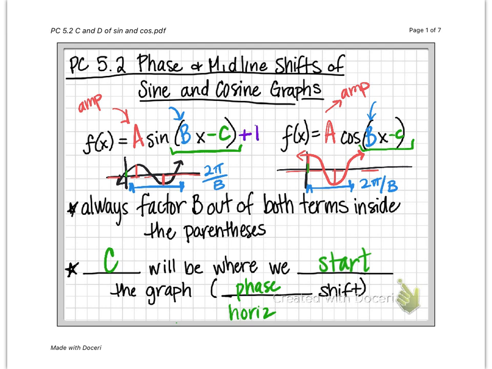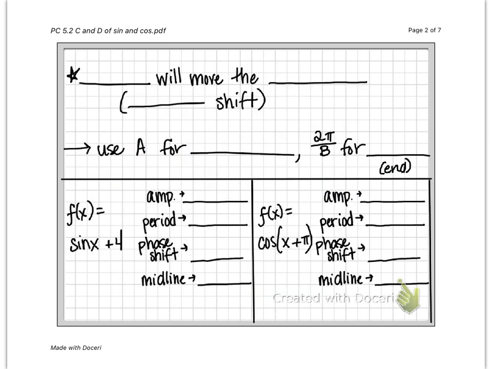The last thing we're going to identify is a d value, which is outside of the parentheses, and we'll talk about a vertical shift here. D will move the midline of the graph. So it's a vertical shift up or down, which we've seen before in other parent functions that get transformed. That value outside of the x, outside of that argument, when it's on the outside, shifts your graph up or down. And specifically for trig functions, it shifts the midline up or down.